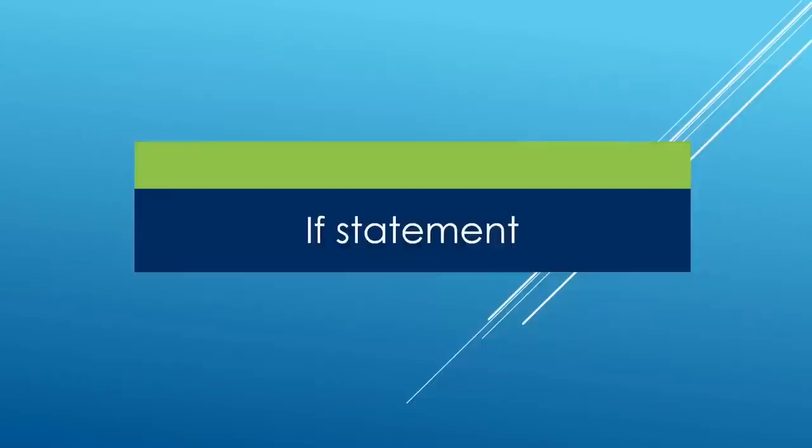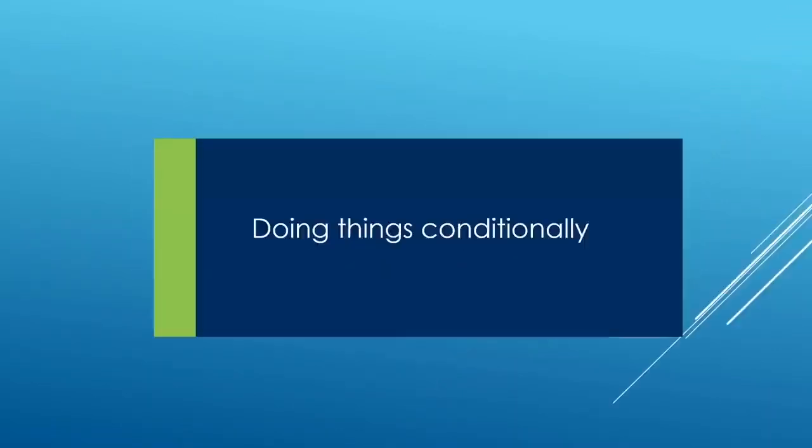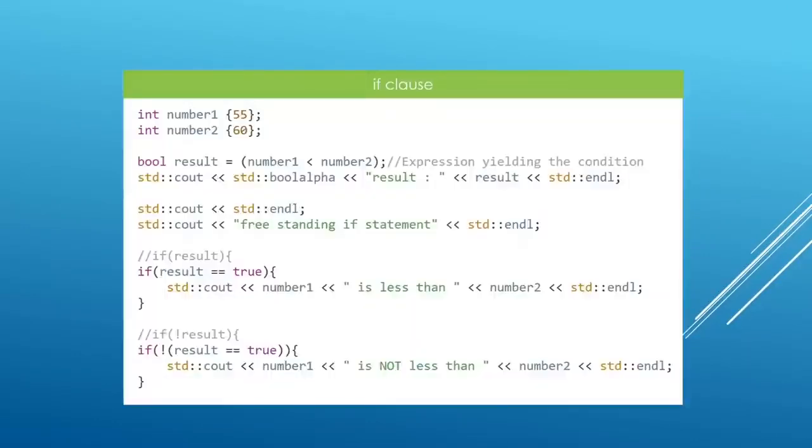In this lecture, we're going to learn about the if statement. And this is a statement that is going to allow you to do things based on some condition being true or false. Here is a simple code example. We have two variables, number 1 and number 2. And we have a statement here that is going to compare number 1 and number 2. And we're going to store the result in this Boolean variable that we have on the left. Then we're going to do something based on the value that we are storing in this result here. If the result in there is true, we're going to print number 1 is less than number 2. If the result is not true, we're going to say number 1 is not less than number 2.